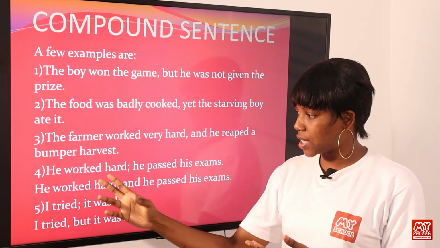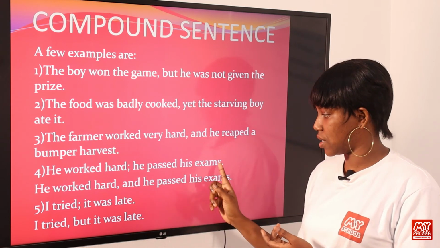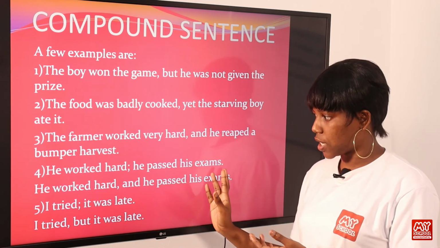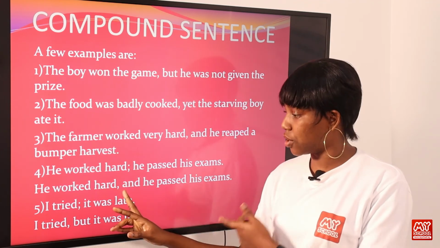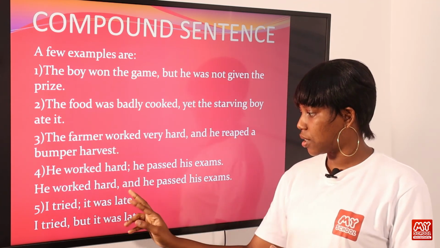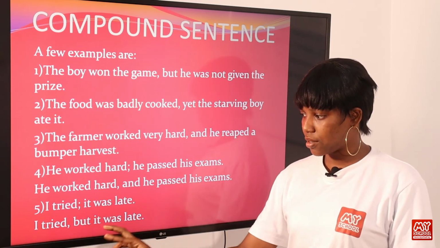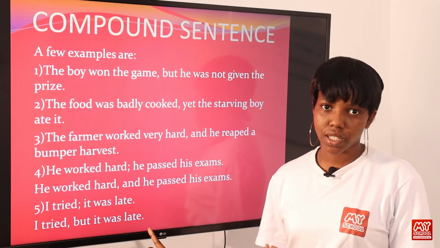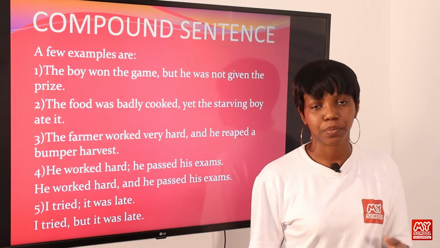Number 4, here's an example. He worked hard; he passed his exam. So this is a compound sentence, and we've not used the coordinating conjunction. But here we are using the coordinating conjunction: he worked hard, and he passed his exam. I tried; it was late. I tried, but it was late. So these are examples of compound sentences.